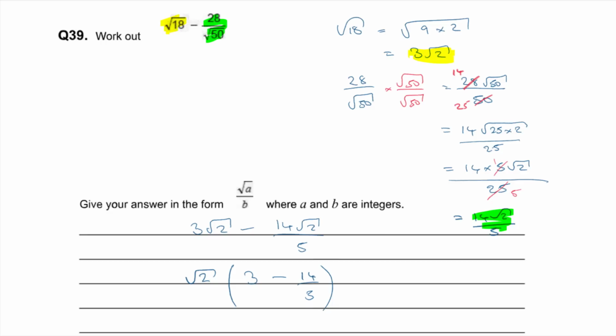So what's 3 minus 14 fifths? Well, 3 is 15 fifths. So 15 fifths minus 14 fifths, that's 1/5, isn't it? Okay, so I'm going to get then that is equal to 1/5 of root 2, or root 2 over 5. Okay, so that's what it simplifies down to, root 2 over 5.